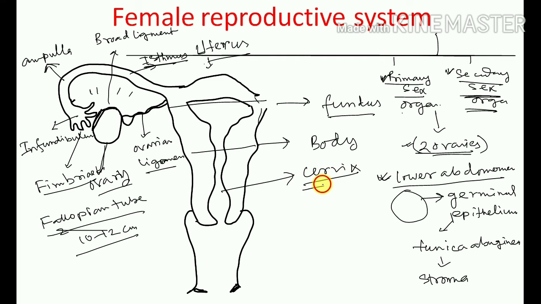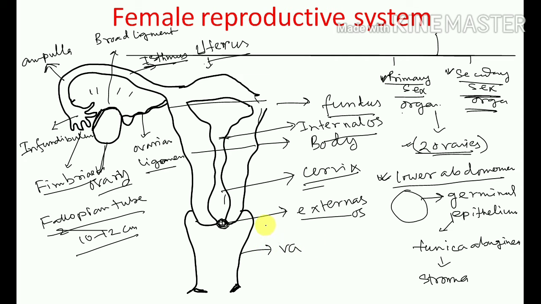This is a tube-like channel which has two pores. One is the anterior pore, called the external os, and this is the internal os. With the help of this external os, it is attached to the vagina. This part is the vagina.